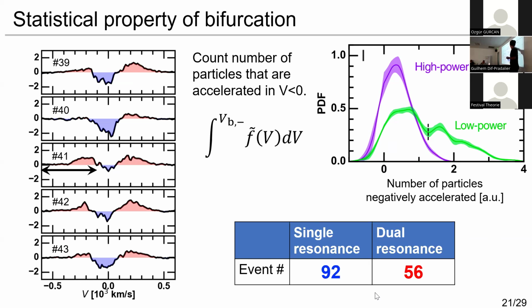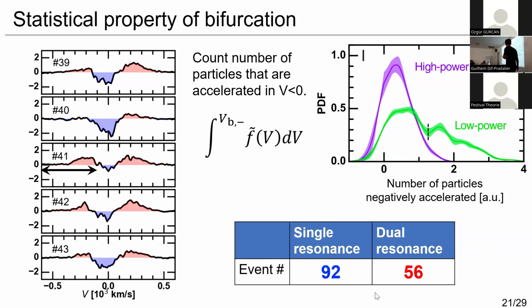So we have single-peak PDFs with a peak close to 0, because this corresponds to the occurrence of single resonance. However, if you look at the low power case, we see an additional peak at a high value of particle number, which is negative acceleration. This corresponds to the occurrence of the negative tail, or dual resonance.